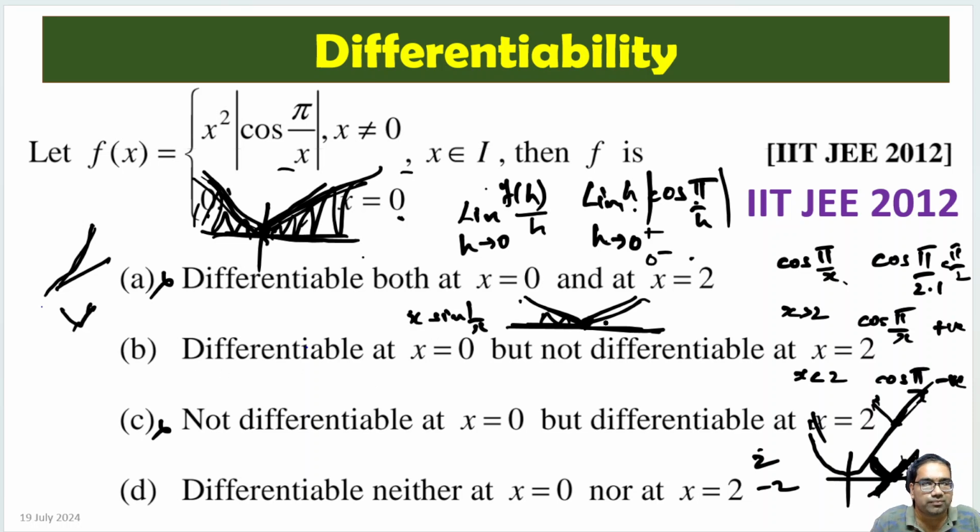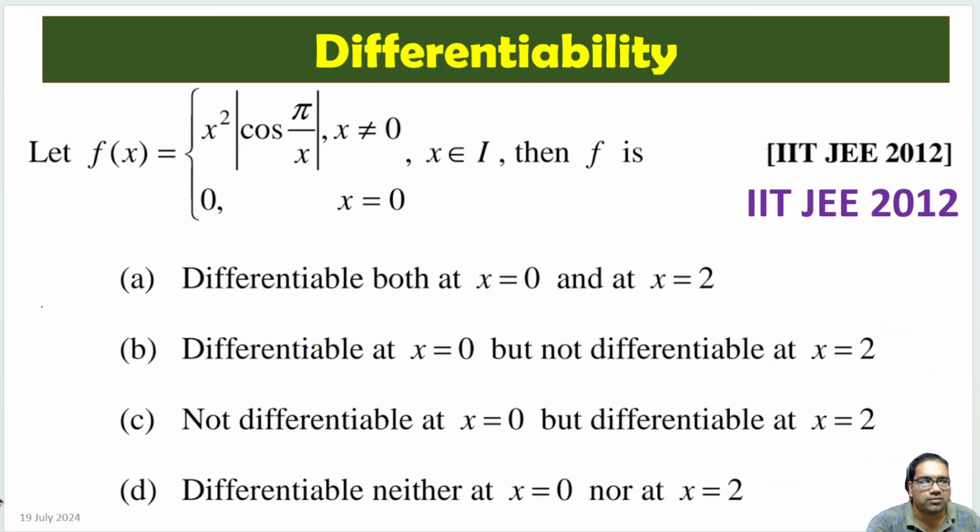So what does that mean? It is differentiable. The limit is actually the derivative of this. f(h)/h is actually the slope, the derivative of this function. So it is differentiable at x equal to 0. So this is the correct answer. It is differentiable at x equal to 0, but not at x equal to 2.